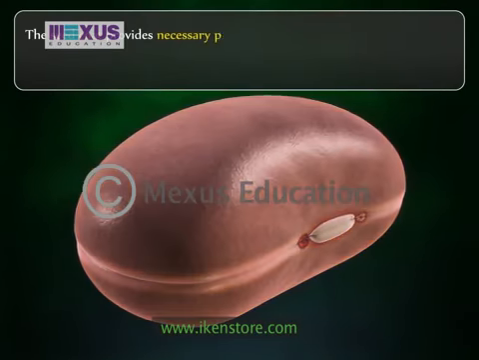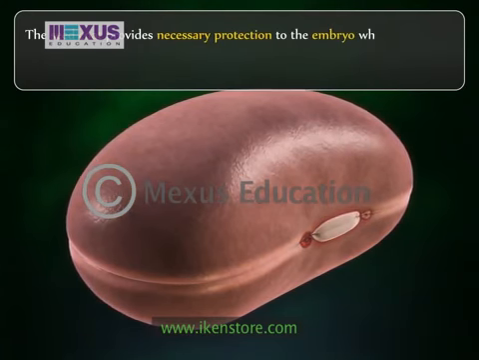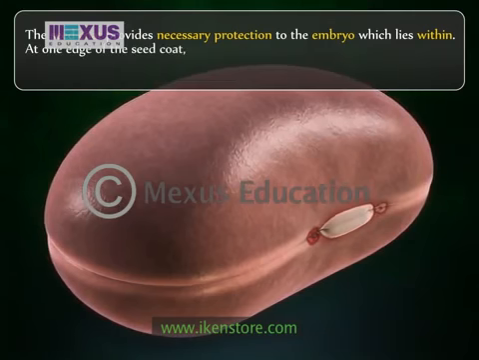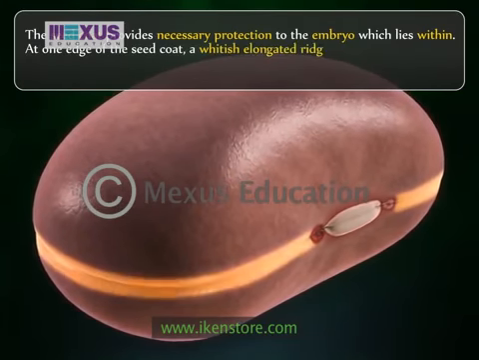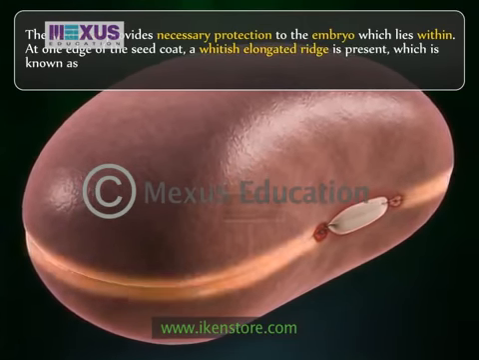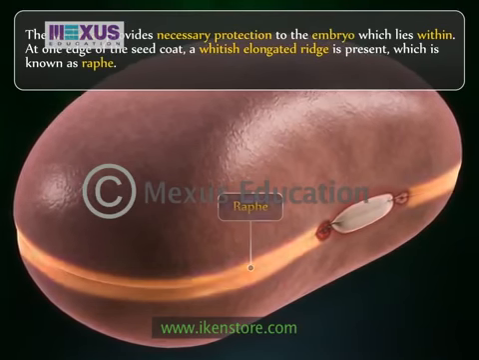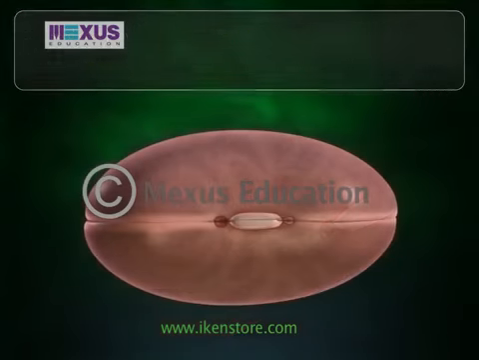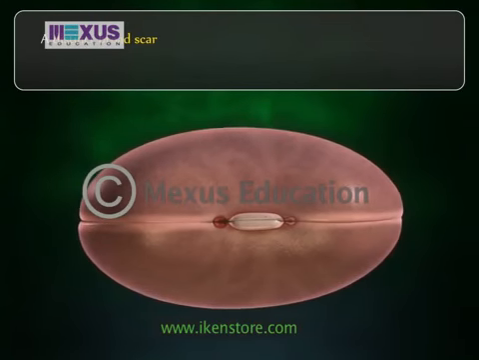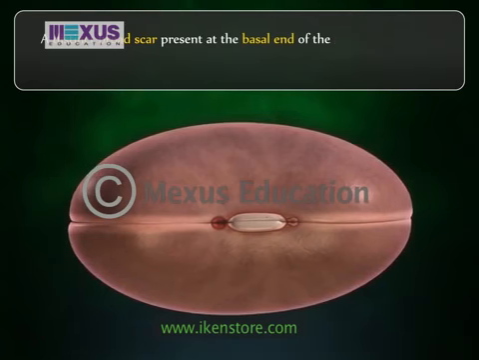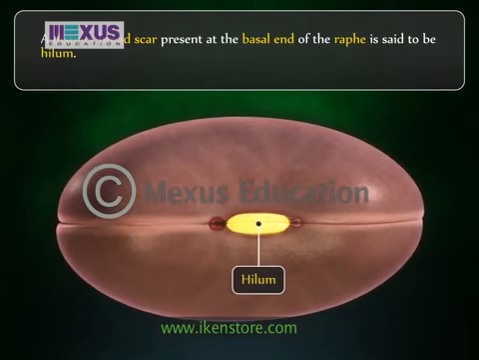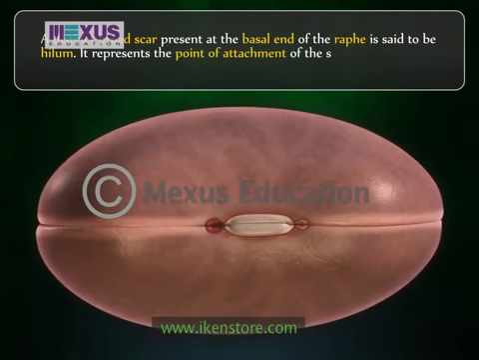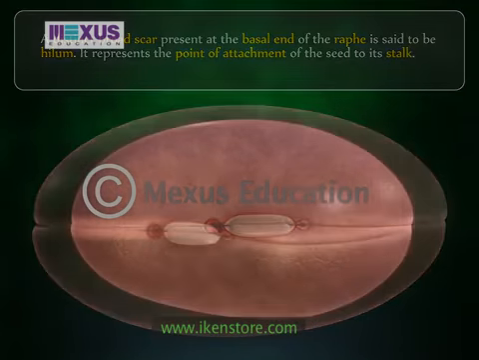The seed coat provides necessary protection to the embryo which lies within. At one edge of the seed coat, a whitish elongated ridge is present, which is known as raphe. The embryo receives food through the raphe. A distinct broad scar present at the basal end of the raphe is said to be hilum. It represents the point of attachment of the seed to its stalk.